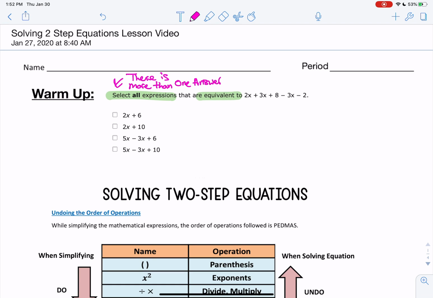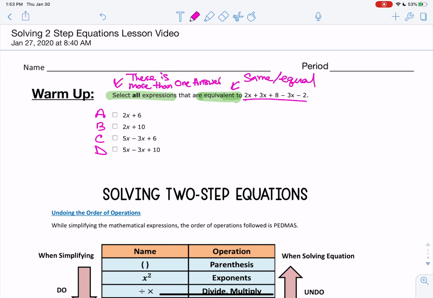Remember, if we don't know what words mean, we're not going to know what the question's asking or how to answer it. So equivalent means, actually let me write it over here, the same or equal. Okay, so what this question is saying is they want us to find if A, B, C, or D, I'm going to put letters next to them so you know what I'm referring to, if any of those are the same thing as this expression.